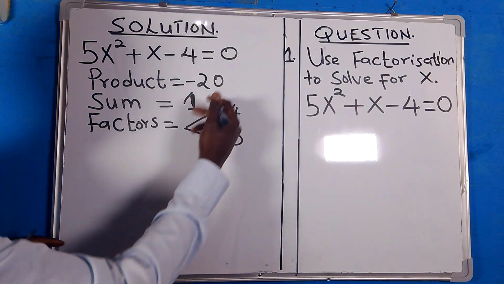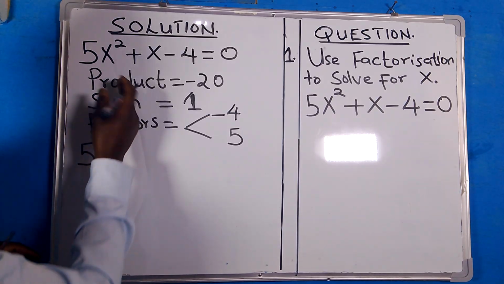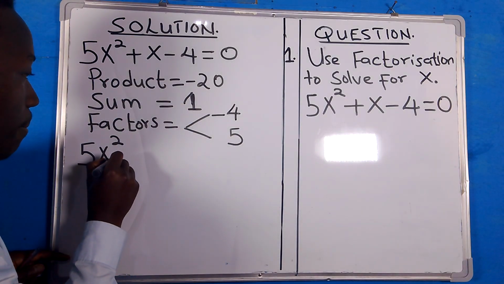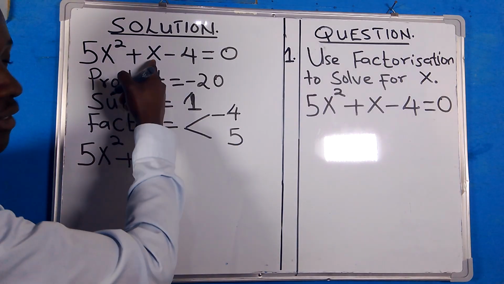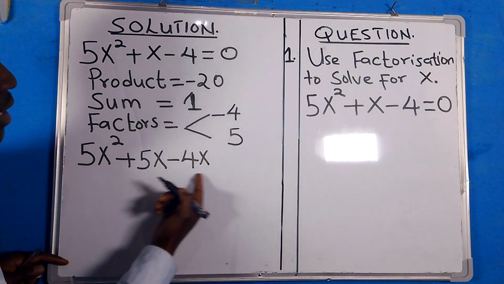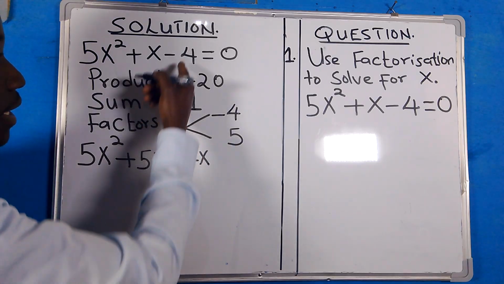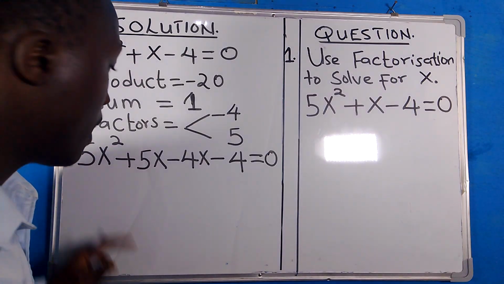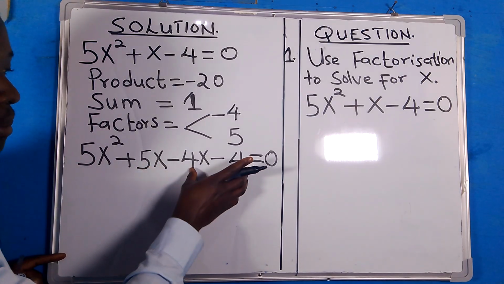So having that, we will now take it back to our equation, 5x squared. We will replace our b, which was 1, with the factors. So it will be plus 5x, the variable x remains, then minus 4x. Note we have replaced our positive 1 with these two coefficients, then minus 4 is equal to 0. Having that, we will now factorize by grouping, 2 by 2.